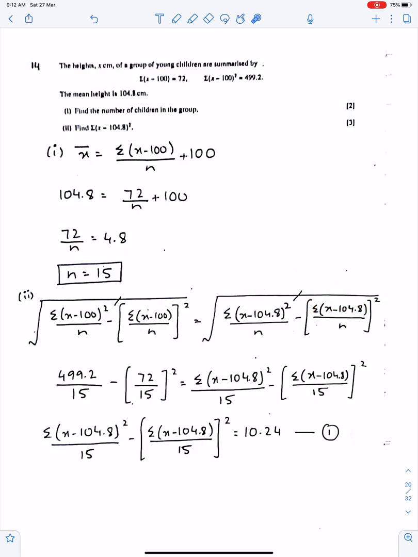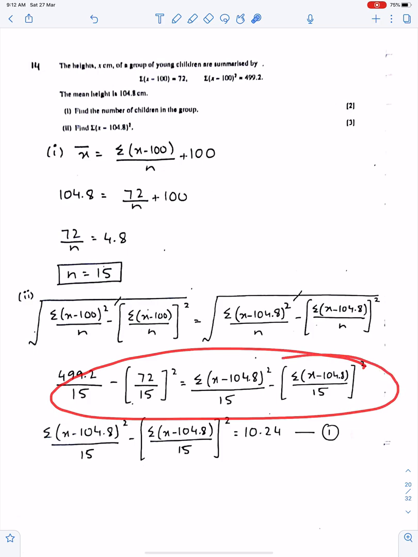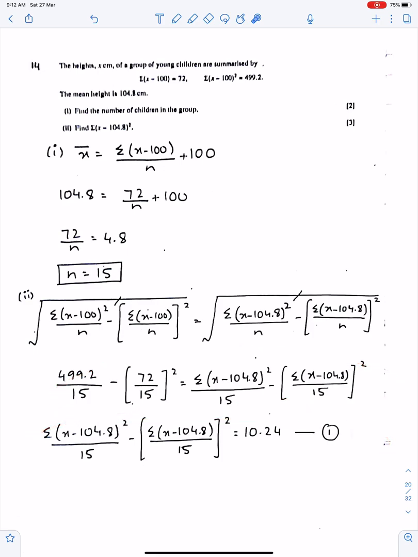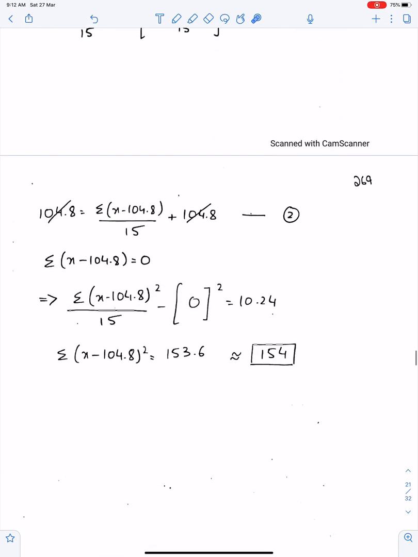We have this complete data. We need this thing, but we need this as well. So for that we need to use the formula of mean. So you can call this equation number 1. This one is equation 1. We need this one. So for that we will use the formula of mean, and mean is 104.8.